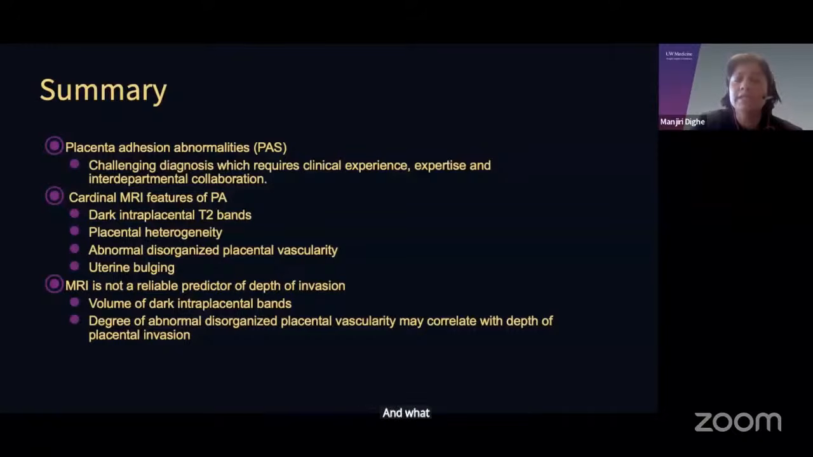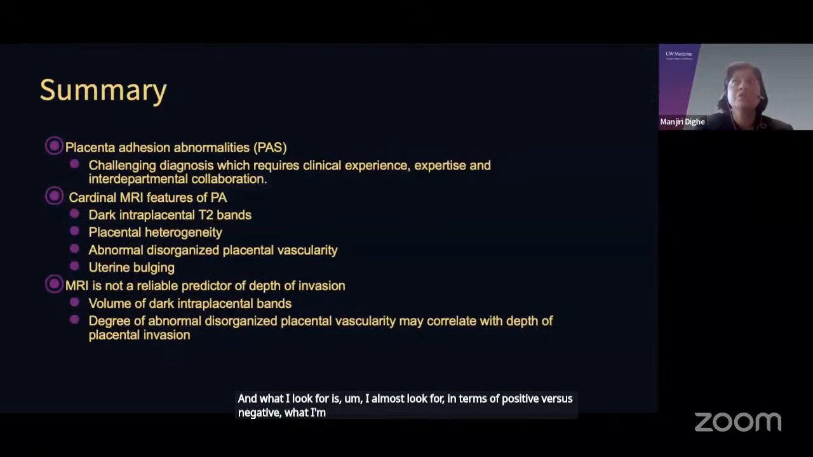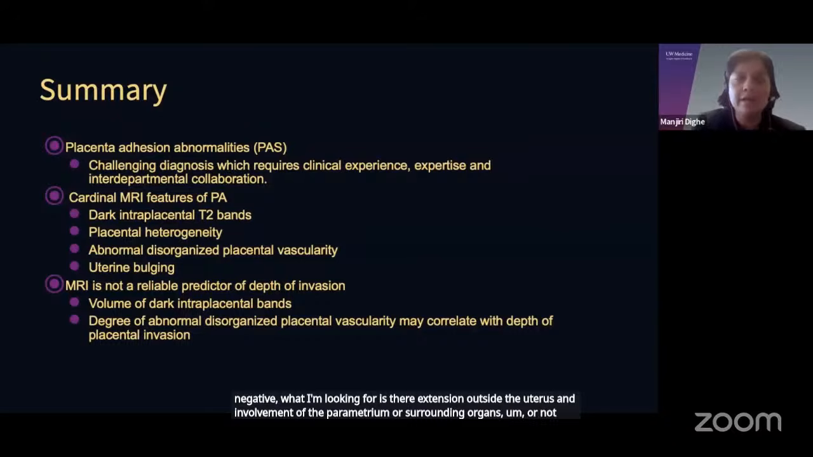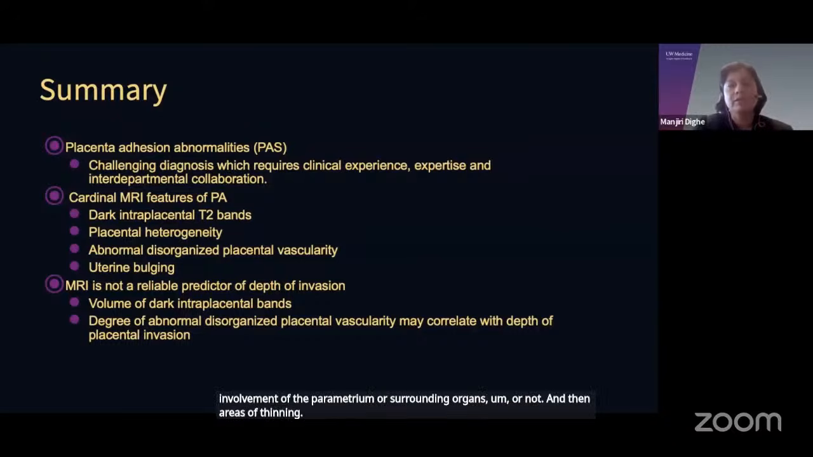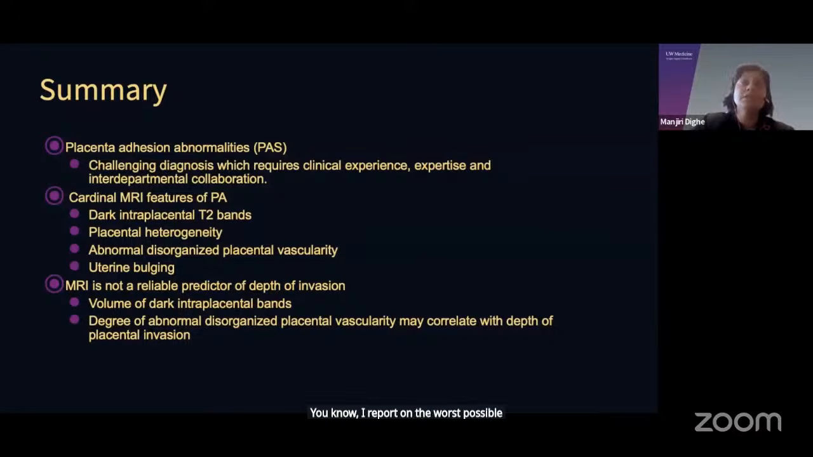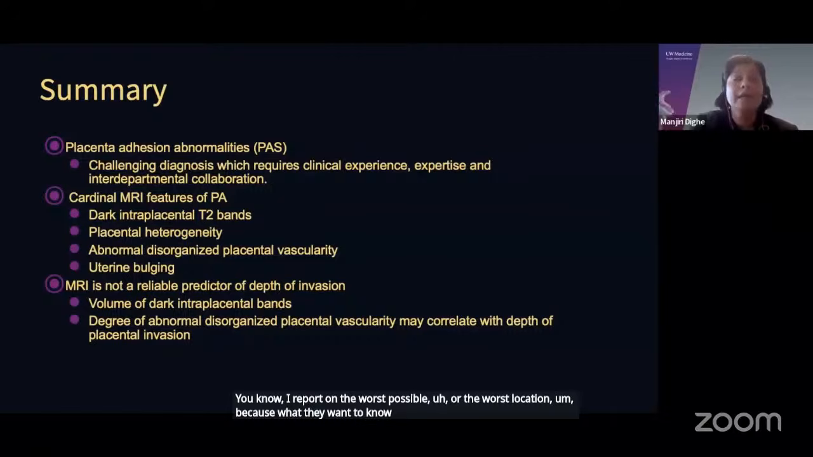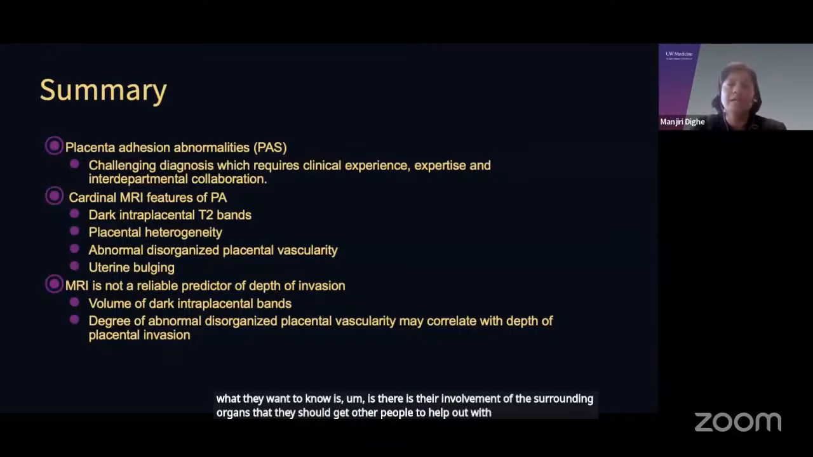And what I look for is, I almost look for in terms of positive versus negative. What I'm looking for is their extension outside the uterus and involvement of the parametrium or surrounding organs, or not. And then areas of thinning, I report on the worst possible location, because what they want to know is, is there involvement of the surrounding organs that they should get other people to help out with the surgery. So basically deciding how the surgery should be done.